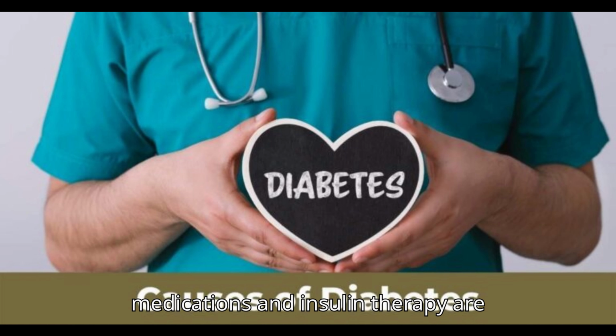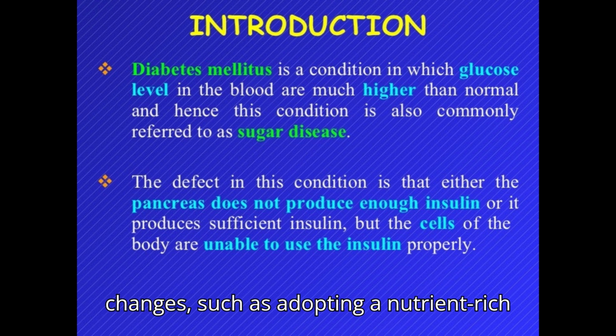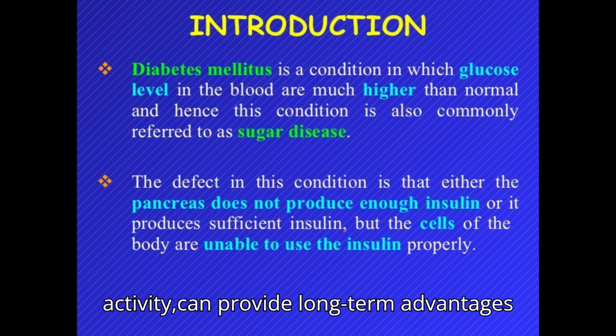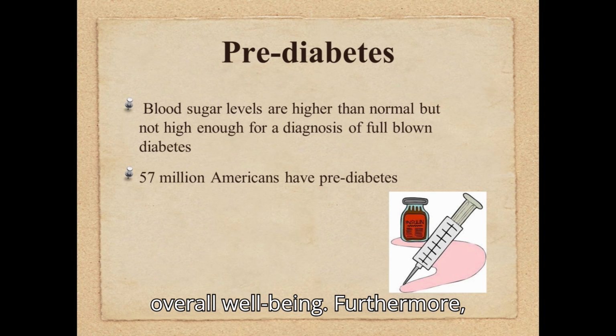While medications and insulin therapy are essential for stabilizing blood sugar levels, they represent only part of the overall picture. Making lifestyle changes, such as adopting a nutrient-rich diet and engaging in regular physical activity, can provide long-term advantages by preventing complications and enhancing overall well-being.